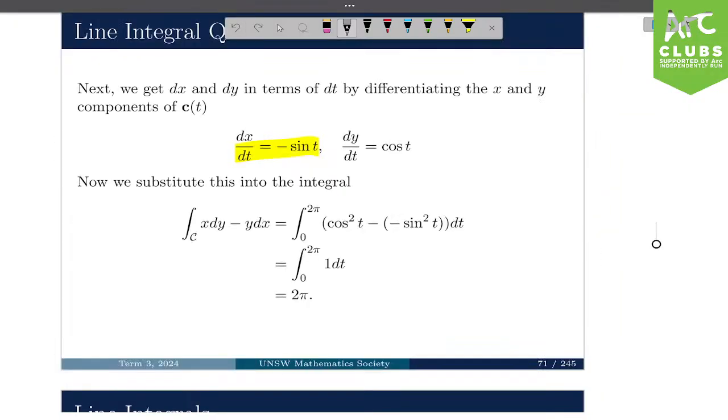This is why being left-handed is bad. Okay, so we get dx is negative sin t dt, and vice versa for dy. Very nice. So we just take all this and throw it into an integral. Now everything's in terms of t.